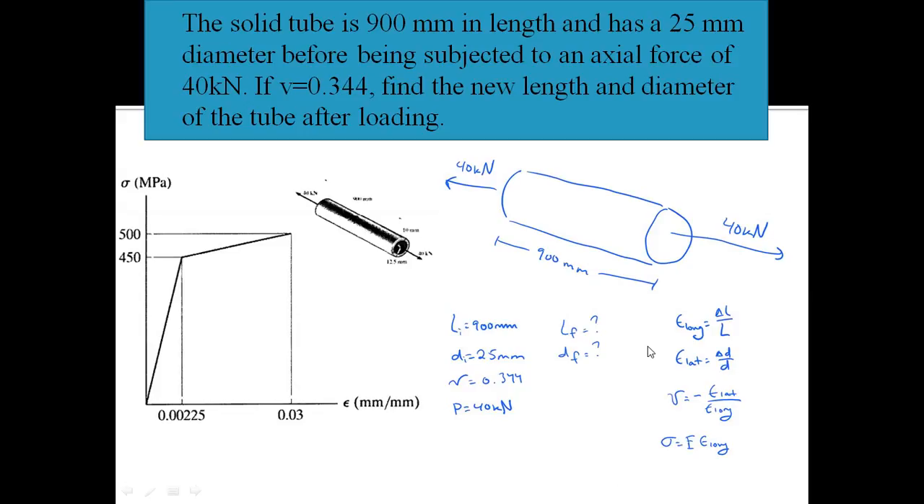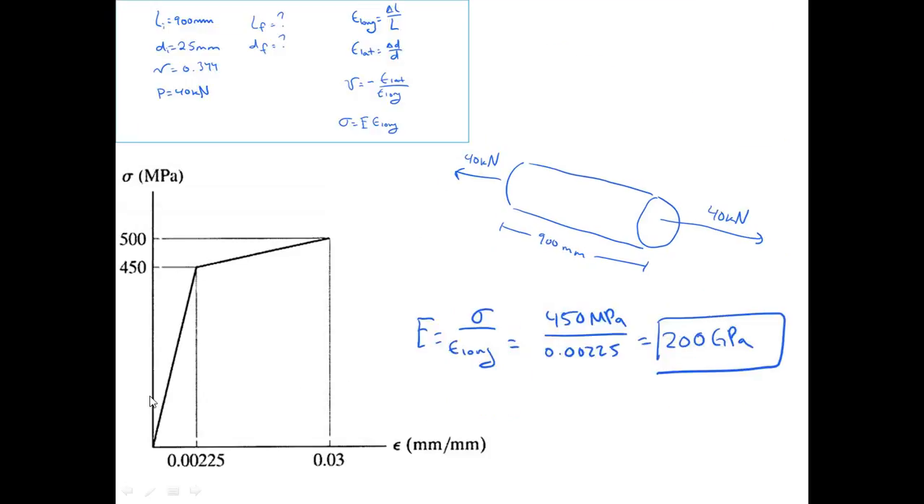So the first thing I want to do is figure out what I can do with this curve to help me start my process, because right now I don't have any equations that I can directly plug into. So I start with looking at the curve. I have a stress and a strain, and what I can do is find E, which is the elastic or Young's modulus, or also the slope of this curve. So I use 450 divided by 0.0225, and that gives me that Young's modulus is 200 gigapascals.